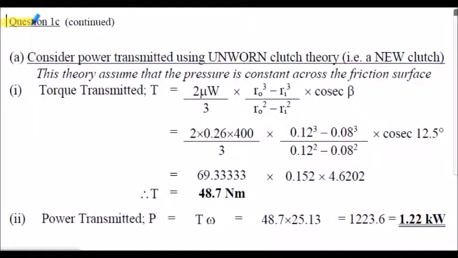Question 1C continued. So part A, we have to consider the power transmitted by an unworn clutch. That's a new clutch, if you like, constant pressure theory. The only difference in the formula between this and that for flat plate clutches is this cosec beta term. And again, remember that cosec beta is 1 upon sine beta on your calculator. That produced a torque of 48.7 newton meters. And we're asked to find the power transmitted, power P, is 1.22 kilowatts.